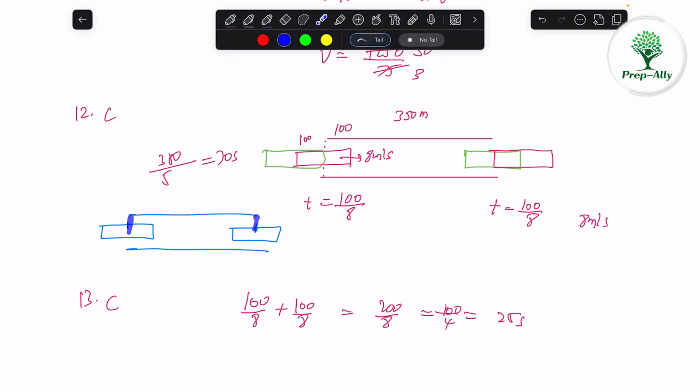See, if you just focus on the midpoint, the midpoint is moving 350 meters. That means the train is also moving 350 meters, with the speed 5 meters per second. So for 70 seconds, it will move.